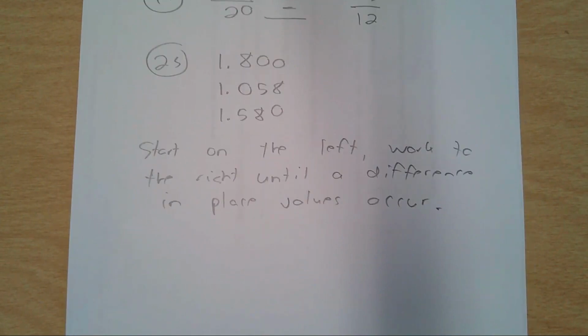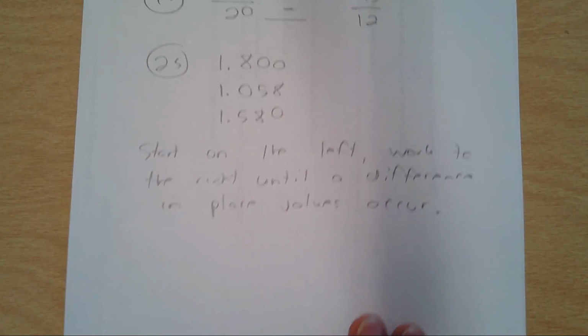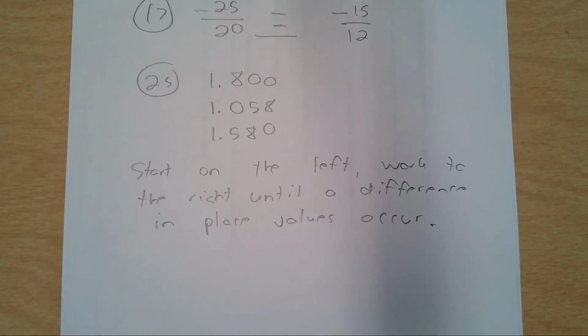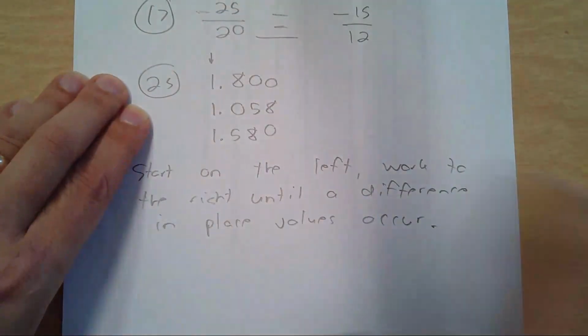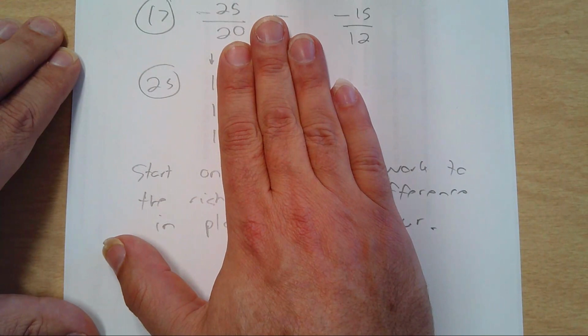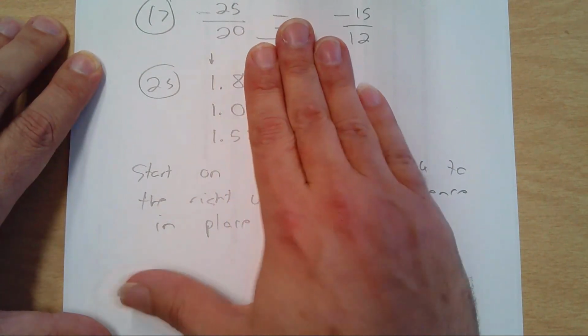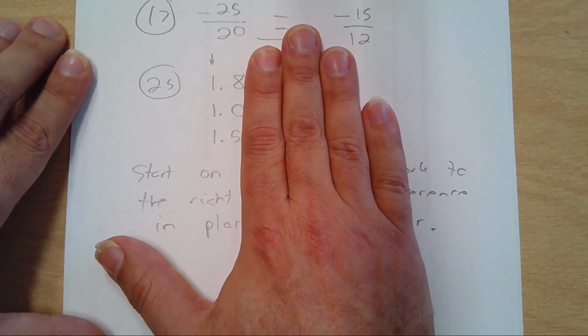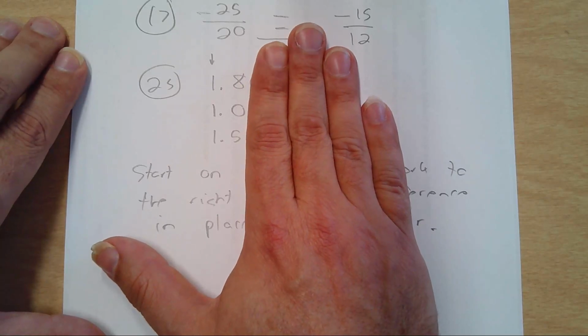So for 25, if I start in the greatest place value here, which place value would I start at? What's on the left, what place value would that be where I'm starting? The ones column. This is the ones column. So I look at the ones column. Is there anything to learn here? No, they're all the same. So now I go to the tenths column. Anything to learn here? Here, you bet.